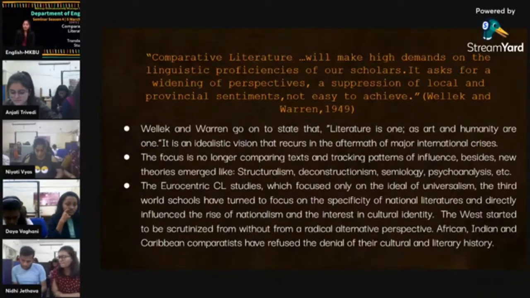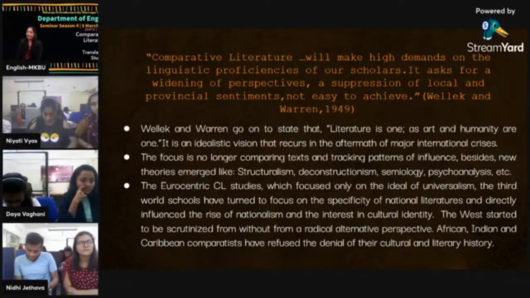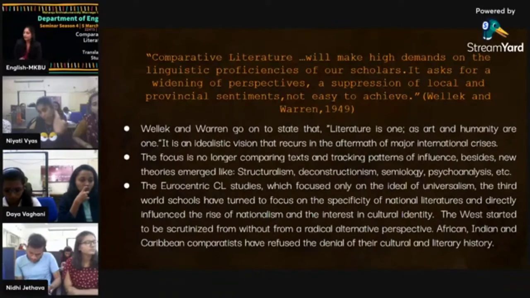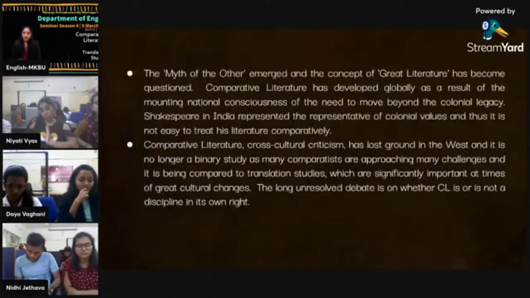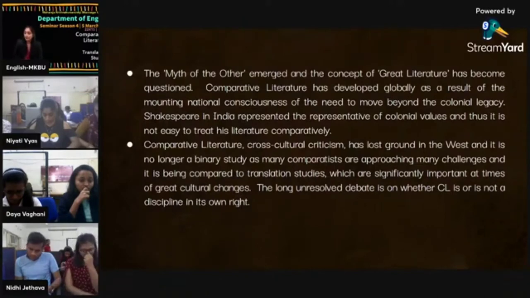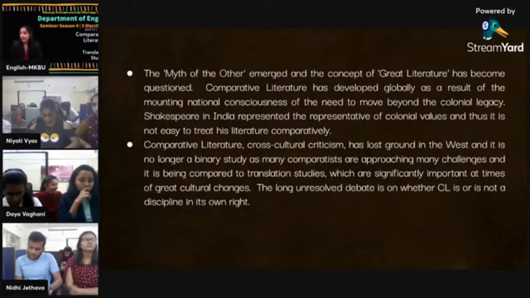The West started to be viewed from without, from a radical alternative perspective, and African, Indian, and Caribbean comparatists have refused the denial of their cultural and literary history. So the myth of the other emerged, and the concept of great literature has become questioned. Comparative literature has developed globally as a result of the mounting national consciousness of the need to move beyond the colonial legacy. Shakespeare in India represented colonial values, and thus it is not easy to treat his literature comparatively.